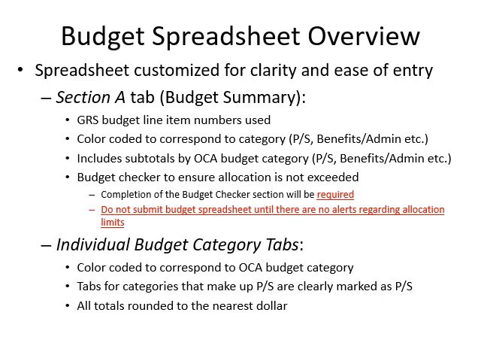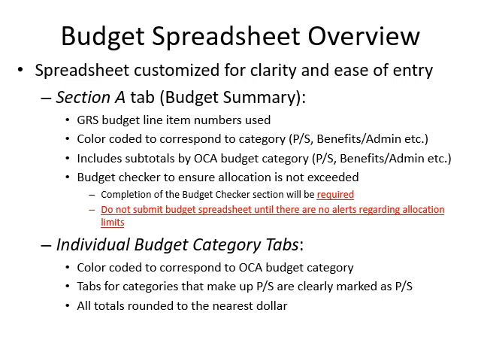As I said, program support, client benefits, and admin, to try to help you ensure that you stay within any allowed maximums for each of those categories. We've also added a budget checker to ensure that your allocation is not exceeded. Completion of the budget checker section will be required. Do not submit your budget spreadsheet until there are no alerts regarding allocation limits.